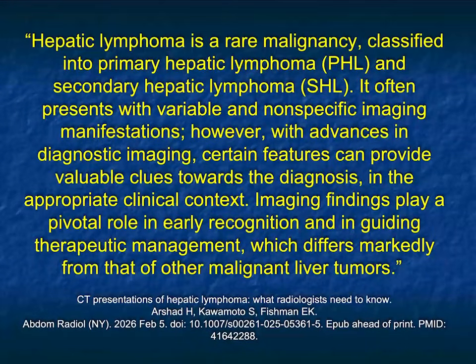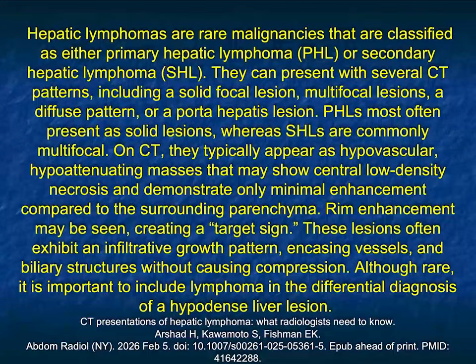Hepatic lymphoma is a rare malignancy, and as I said, primary and secondary, variable and nonspecific imaging manifestations. But one of the things we're talking about in this lecture is what are the manifestations? Yes, it may not be totally specific, but what is it that we should be thinking about? Now, we mentioned that they can be classified as primary or secondary. They can present with CT patterns, and I'll show you every one of them from a focal lesion to multifocal lesions, a diffuse pattern, or infiltration in the porta hepatis.